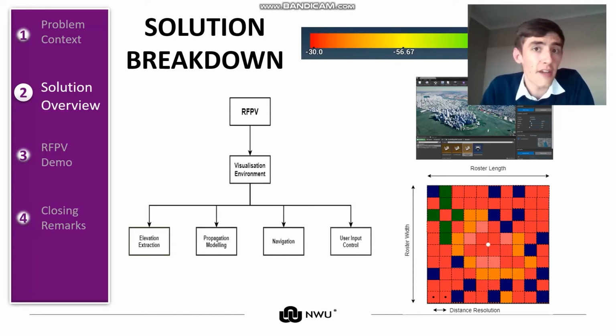The elevation extraction model was developed to extract height values from HGT files, which form part of the SRTM digital elevation model. The propagation modeling subsystem was developed for signal strength prediction through the use of free space, Okumura-Hata, and the Longley-Rice model. The navigation model is responsible for relating game engine coordinates to the global coordinate system, which is the real-life coordinates. And then the user input control subsystem is responsible for any user input.